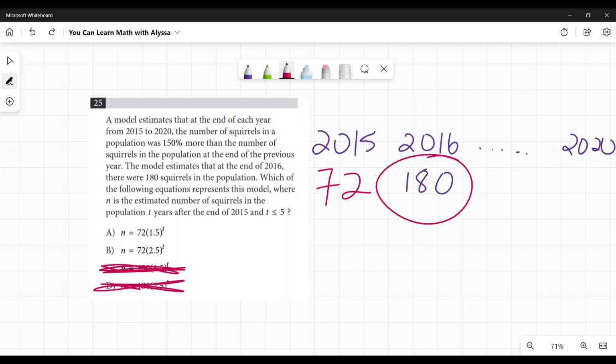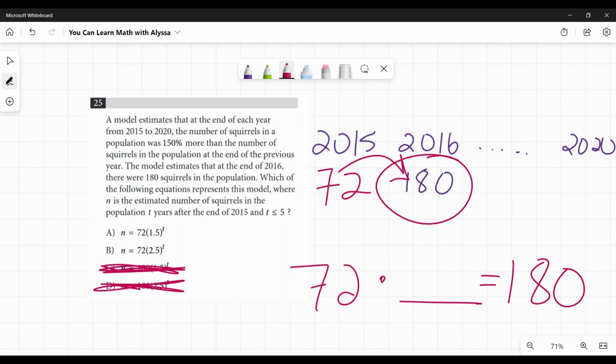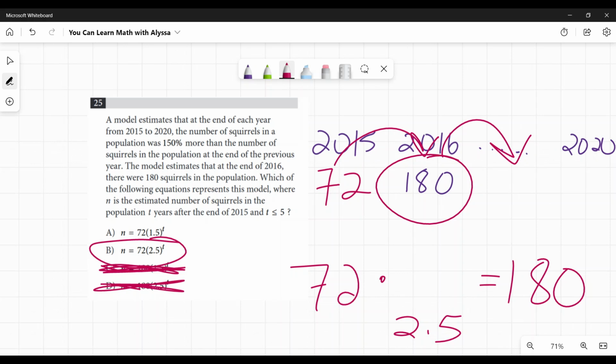You don't really have to know how to do the increase by 150%. You don't have to worry about getting that wrong because all you have to do is say 72 times what equals 180. What did they multiply by that first year to get from 72 to 180? So 72 times our unknown, our x, equals 180. We can just divide that in our calculator, and it is 2.5. X is 2.5. So right now, I know my answer is B. I had to multiply by 2.5 to get to 2016. I multiply by 2.5 again to get to 2017.